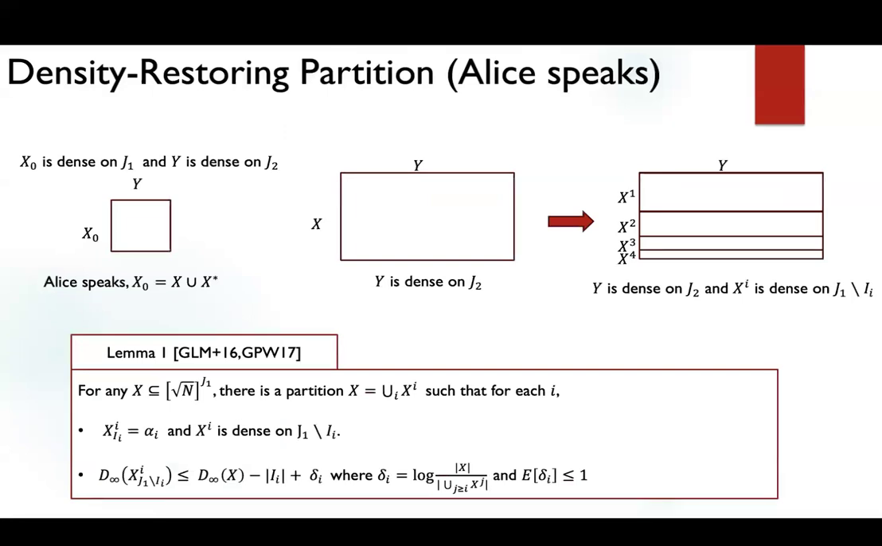This is the density partition when Alice speaks. At the beginning, this is the rectangle. If Alice speaks, it will partition X into X and X star. And for each X and Y found in this rectangle, we do the density restricting partition on X, which further decomposes X into X1 to X4. And we know that Y is dense and Xi is also dense. We also have this property that the expected size of fixed quantities is upper bounded by the density function.